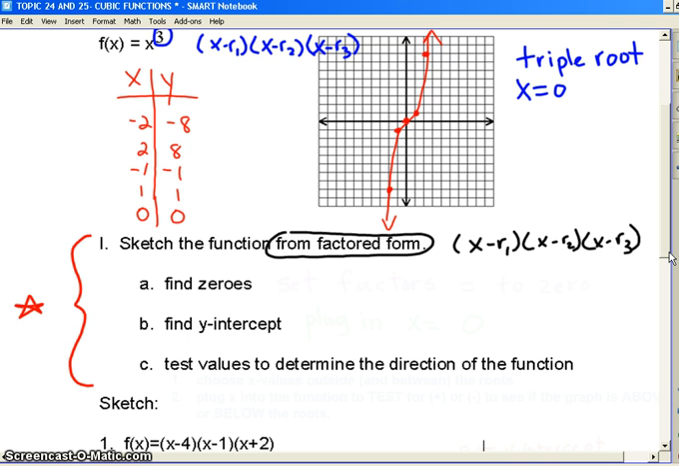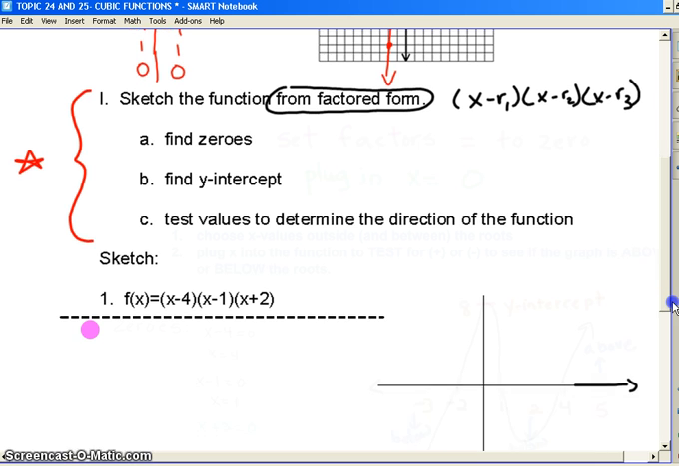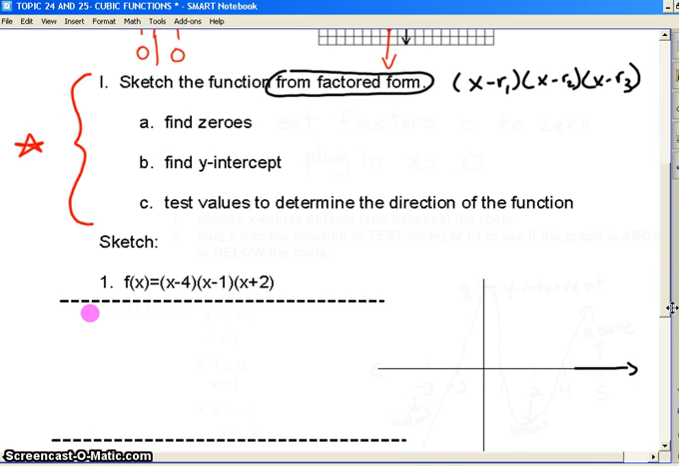Okay, these next 3 steps are the 3 steps that you're going to repeat and follow in order to graph a function. If you start with factored form, you're going to need to find your zeros, find your y-intercept, and test some values so you can determine if your graph goes up or down.